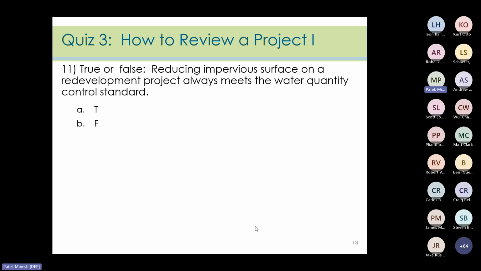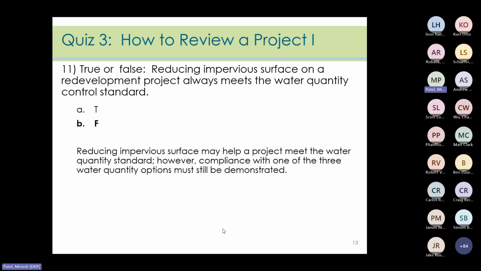Question 11, true or false? Reducing impervious surface on a redevelopment project always meets the water quantity control standard. And the answer is false. Reducing impervious surface can help meet the quantity standard, but you would still need to be compliant with one of the 3 water quantity options.